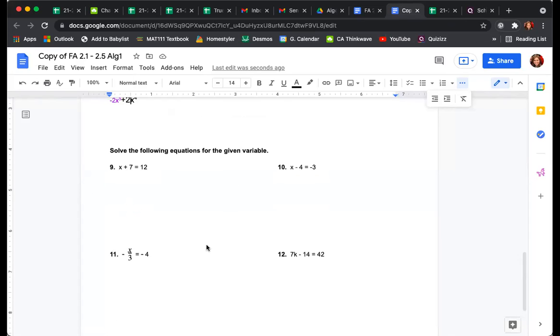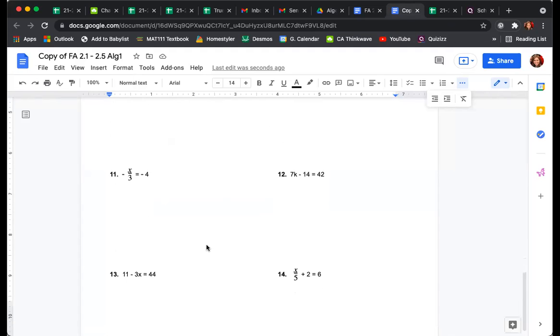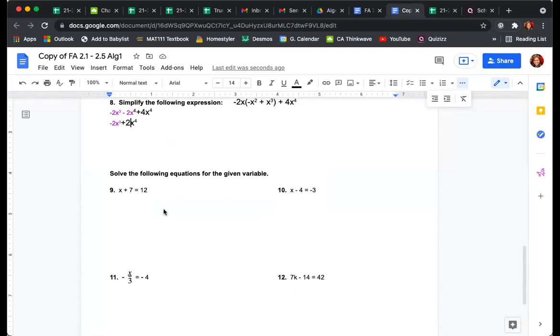Now for the remainder problems of this quiz, we are solving very basic equations. And we'll walk through these. Some of them are simpler than others, obviously. Let me see if I can get my formatting back correctly. Okay, here we go.